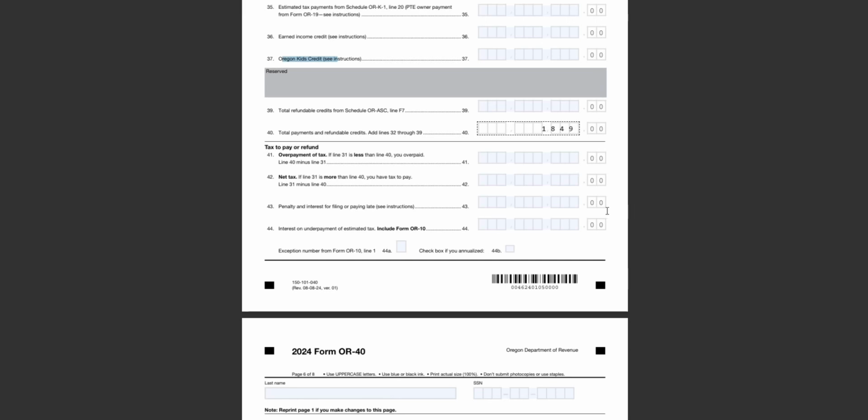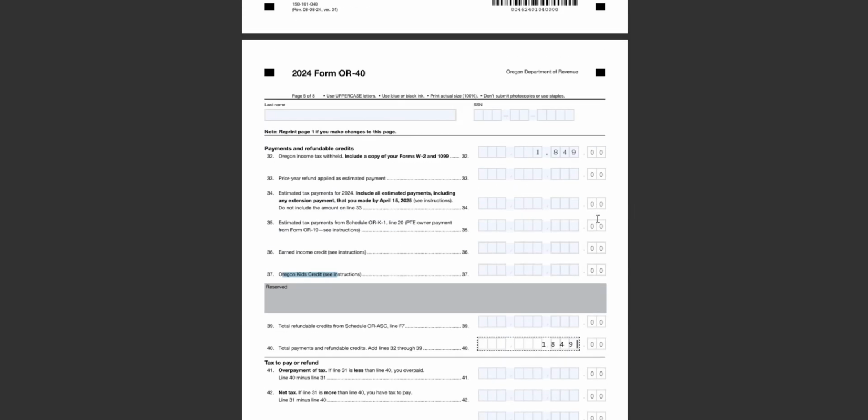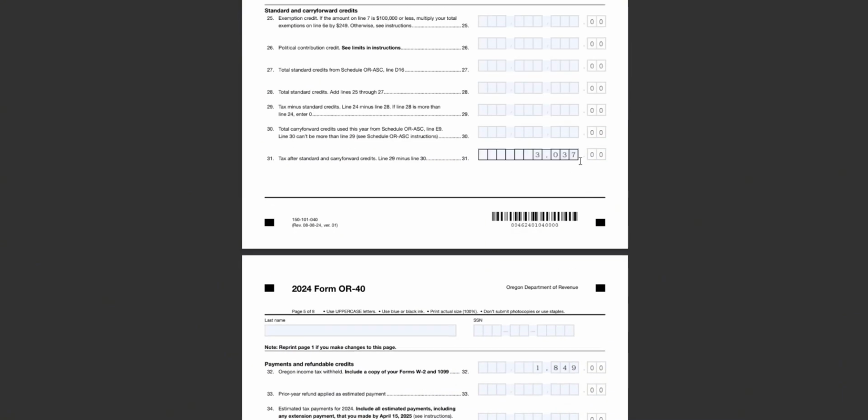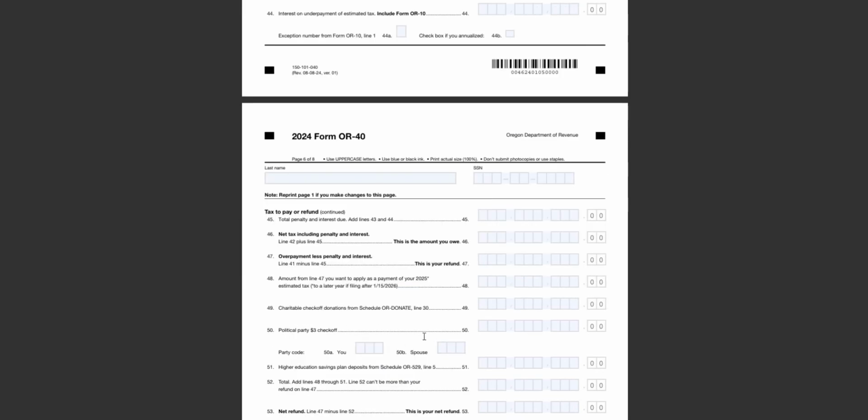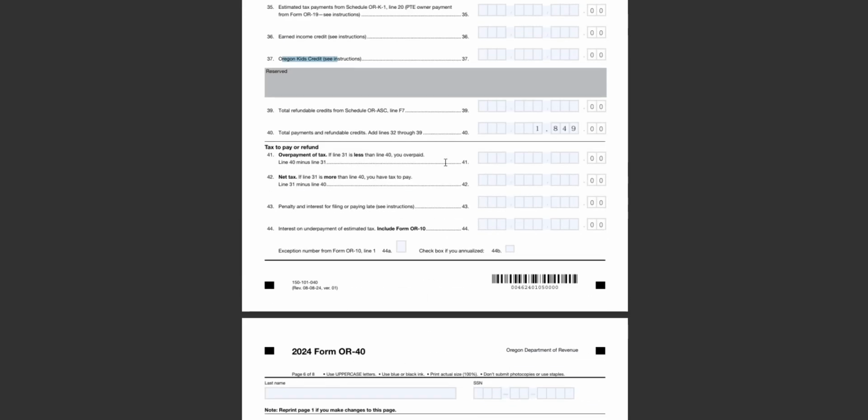If line 31 is less than line 40, you overpaid. So let's look. If line 31 is less than line 40, I've overpaid, and then I would put that amount here. But that's not me. I don't have an overpayment in the state of Oregon. I did in California, but not in Oregon. If line 31 is more than line 40, you have to pay tax. So that would be me in this situation.